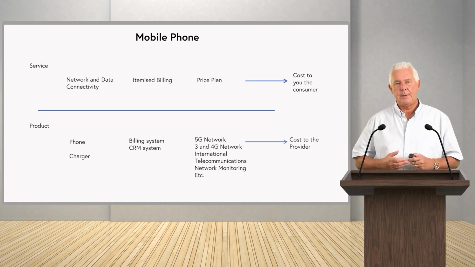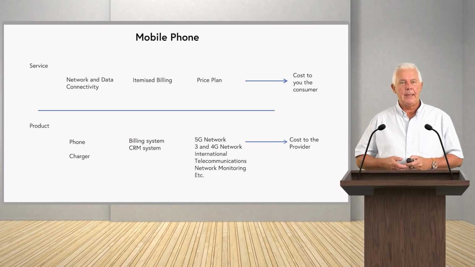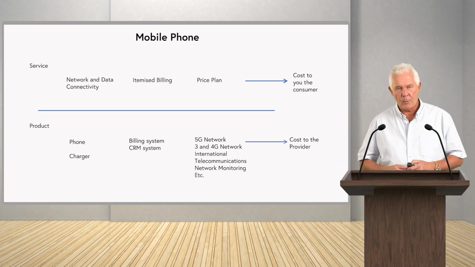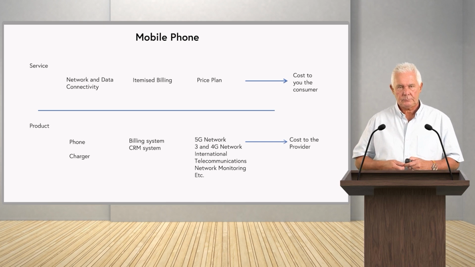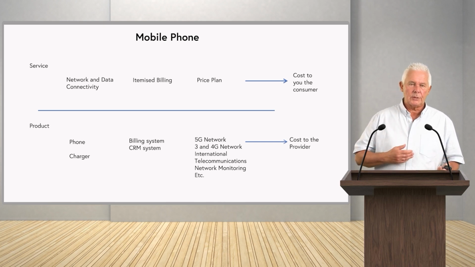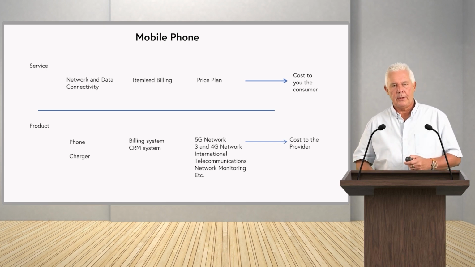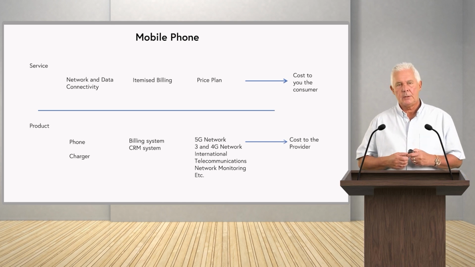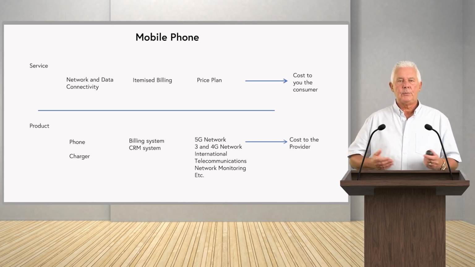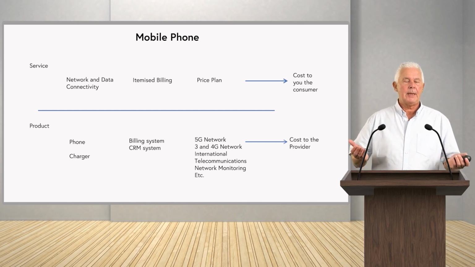Being connected, being in touch with colleagues and friends, being able to download apps, maybe being able to pay a bill online using a mobile banking application. When we look at products, over and above the phone and the charger, which of course as a consumer we would need to use the service, part of the service will include, for example, itemized billing.